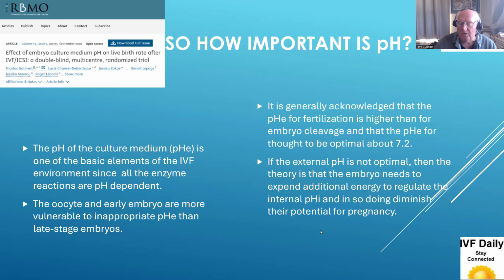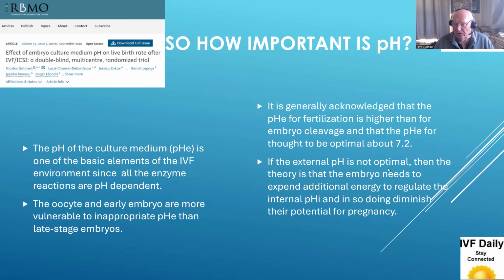It's generally acknowledged that the pH of fertilization is higher than for embryo cleavage, and the pH is thought to be optimal at about 7.2 for cleavage, 7.4 for fertilization. In fact, in my PhD on mouse embryos back in 1977, the first thing I defined was that the optimal pH for fertilization of mouse embryos was 7.45, and at 7.2 it only worked at about half the rate. The interesting thing is it's really important for the acrosome reaction to be slightly more alkaline. But once the embryo starts to divide, I think the optimal pH is about 7.2.